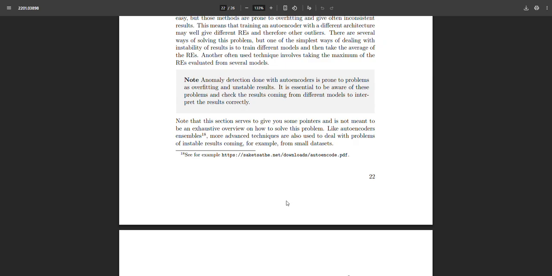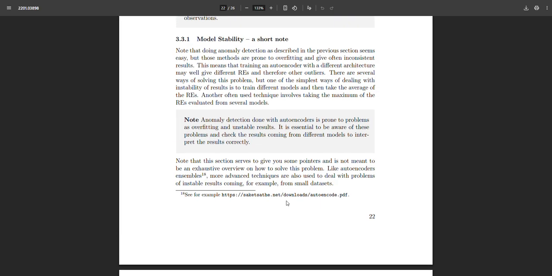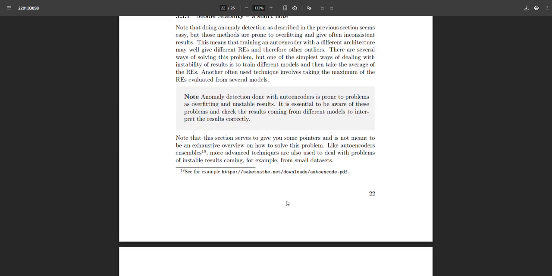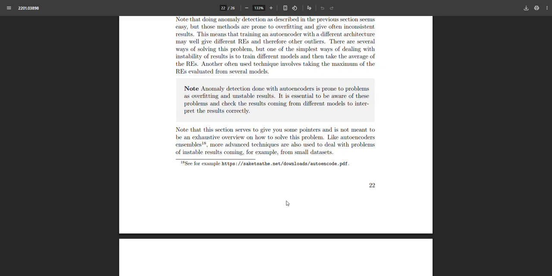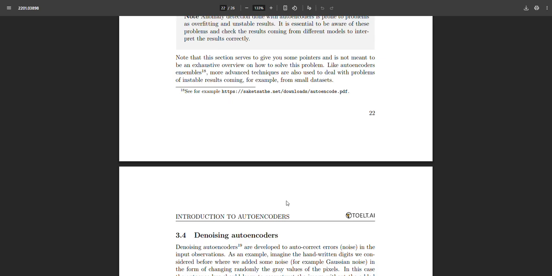This caution is critical here. Anomaly identification done with autoencoders is prone to overfitting and unstable results. It is therefore essential to be aware of these problems and compare the results coming from different models to interpret your outliers correctly. And with that final note on stability, we conclude our deep dive into the architecture and applications of autoencoders.